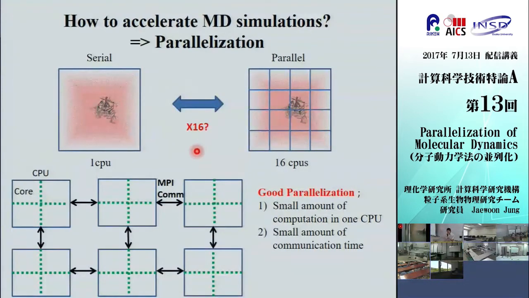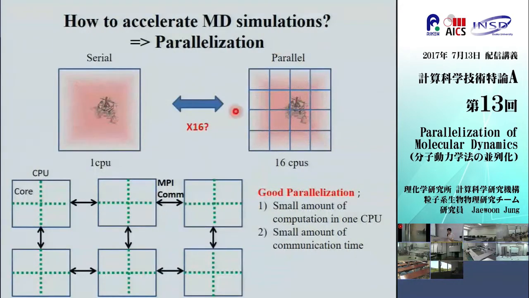If we make use of 16 CPUs, and we can parallelize the interaction, then can we have 16 times acceleration of MD? If it's possible, then you can just increase the number of processors. And nowadays, in Japan and in all of the world, there are many supercomputers. And you can use such supercomputers to accelerate the MD and to obtain the biologically meaningful event.